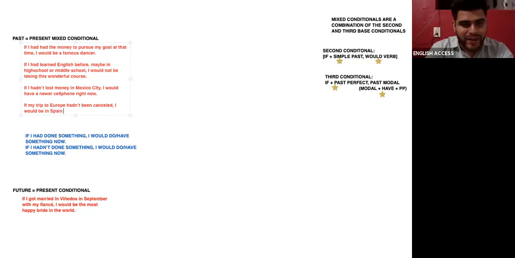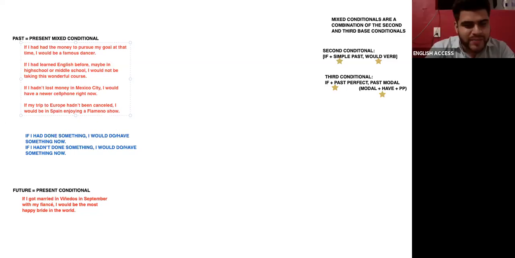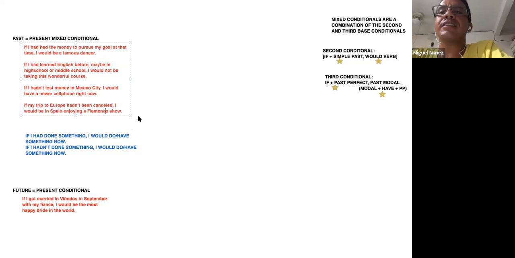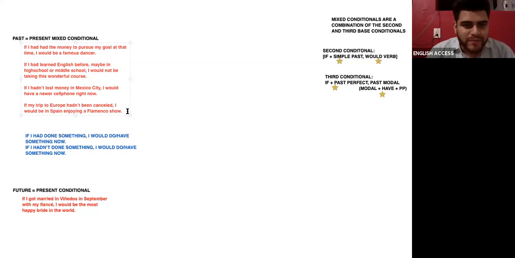In Spain, enjoying a flamenco show. Flamenco. Yeah. I don't know how you spell that, like this? With C. C as in cat. Flamenco. Yes, flamenco show. Okay. Did I write that correctly? Yes, perfect. Right. If my trip hadn't been canceled, I would be, yes, and that makes a lot of sense.